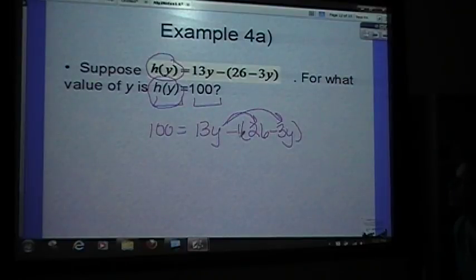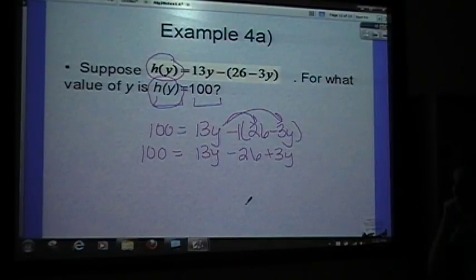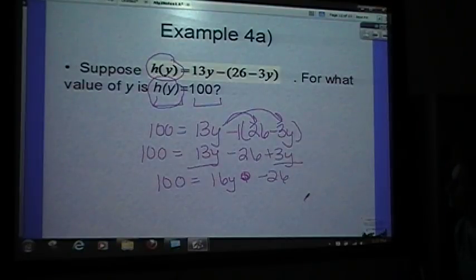Distribute this -1. This is the opposite of a quantity here. So now I have 100 equals 13y minus 26, because that negative is distributed. -1 times -3y is plus 3y. Be really careful with those. They ask you to make mistakes. 13y plus 3y, that's 16y. 100 equals 16y plus, oops, just kidding, minus 26.